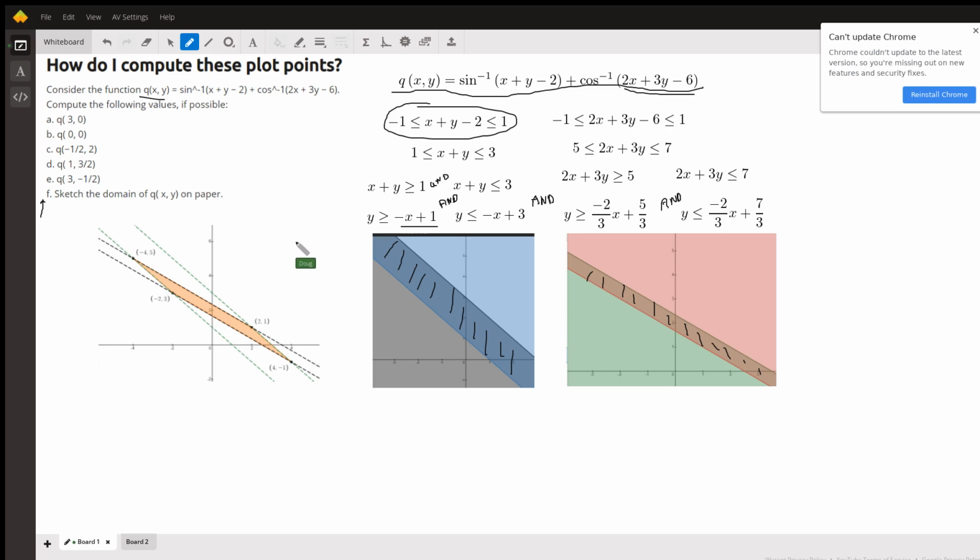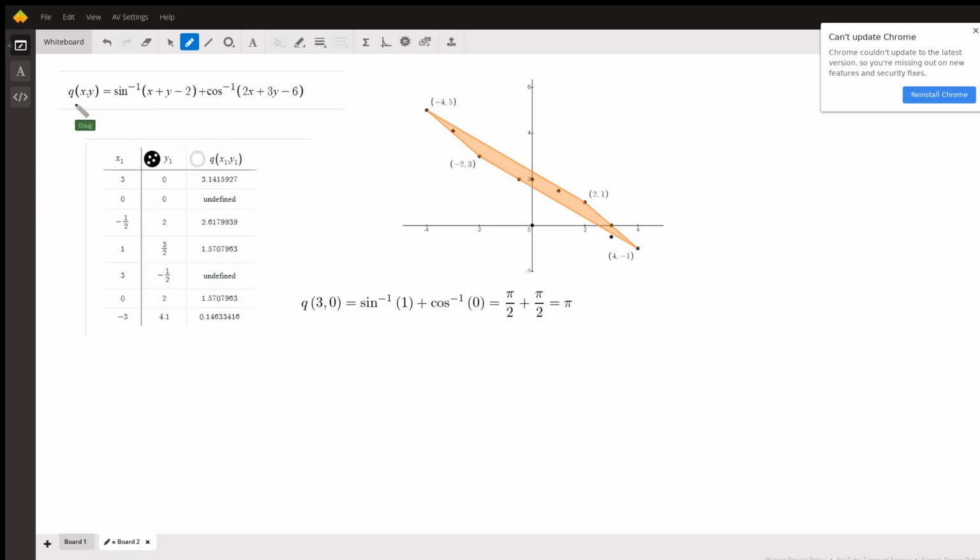So now that we've answered that, let's go to board 2 and talk about Q of x, y equals the inverse sine of plus the inverse cosine of these two different expressions. If a point is in this domain, we should get a defined value. And you can see that (3, 0) right here is in the domain, and I did get an answer.